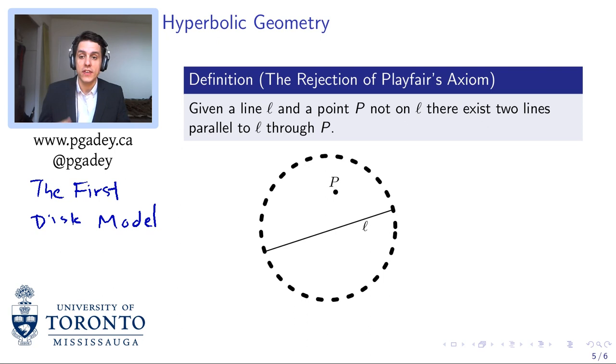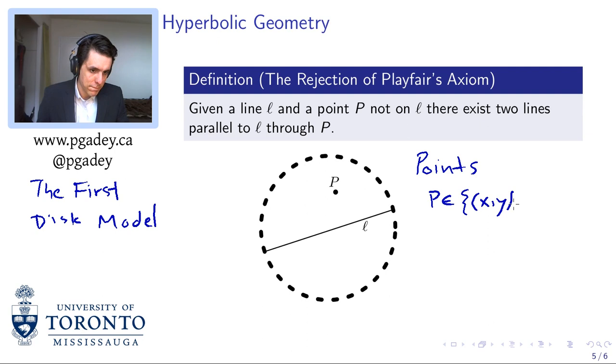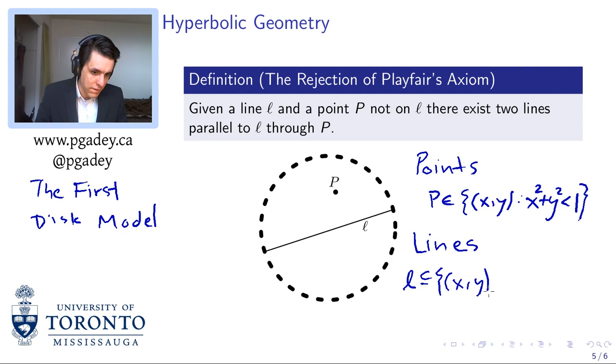Okay, so this is a model of geometry, a sort of example of a geometry. Its points are going to be points in the open disk. So the set that consists of this model is going to be all the points in the open disk, which is why we have this dashed line at the boundary, and its lines are going to be lines that are subsets of that open disk again.